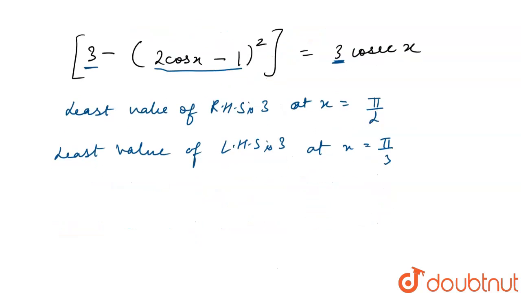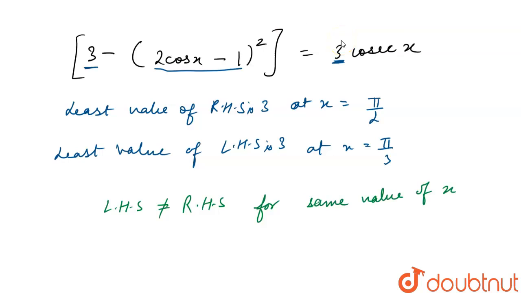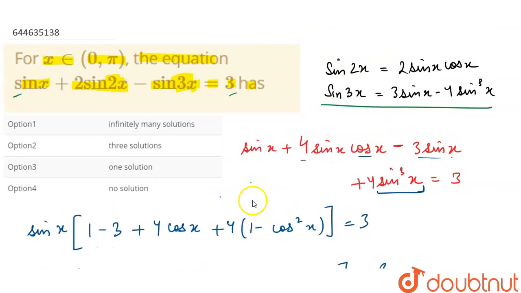So we can say LHS and RHS are not equal for the same value of x. So therefore we can say it has no solution, right? So if we see our options, we can say option 4 is correct.